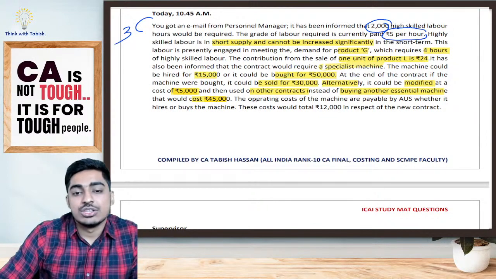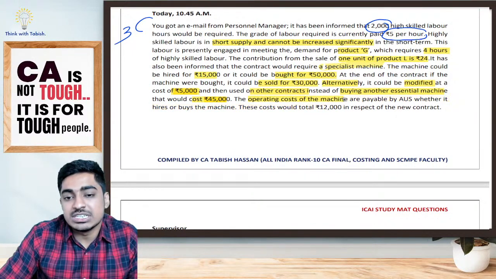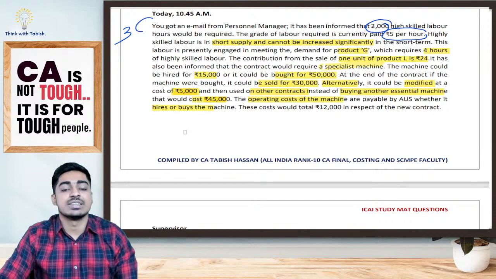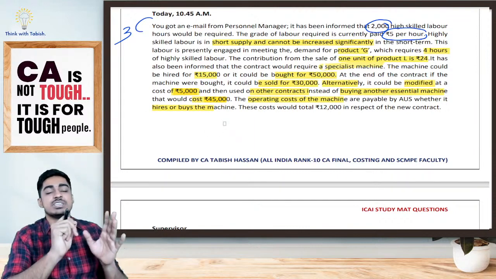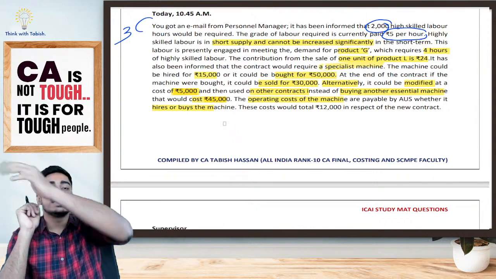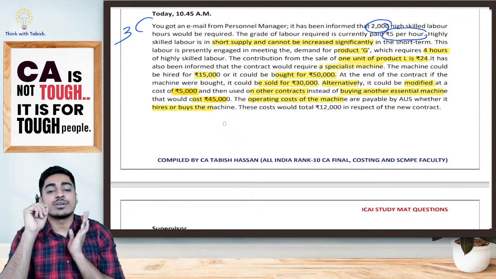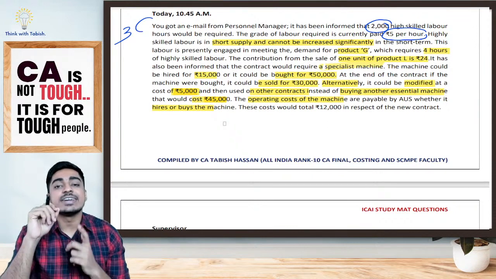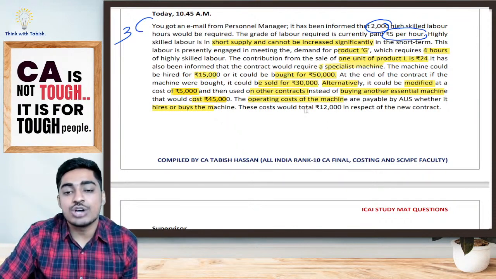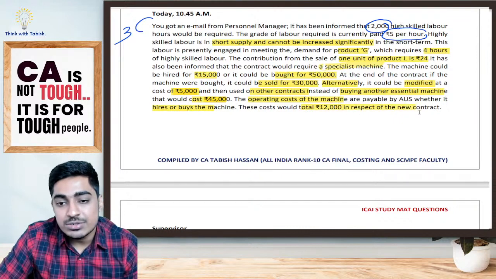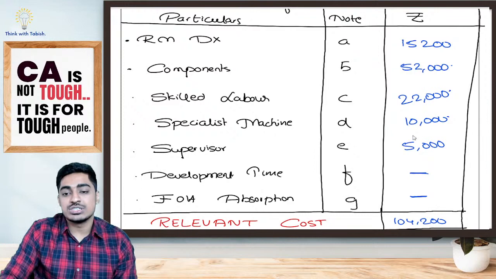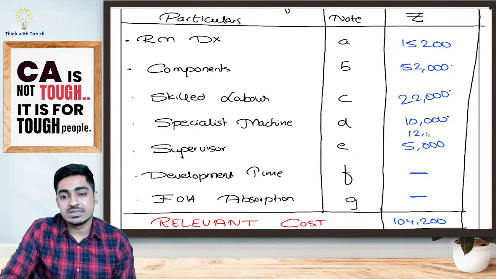Okay. The operating cost of the machine is payable by AUS, whether it hires or buys the machine. Yes, we purchase the machine. Machine purchasing, we had three options. Get it on rent. Purchase and resell it. Purchase it and use it for other contract. But to operate the machine, we have to incur some cost. Yes or no? We want fuel, other things and all. How much is the operating cost? It is 12,000 rupees. For this contract specifically, we have to incur 12,000. This 12,000 is always relevant.